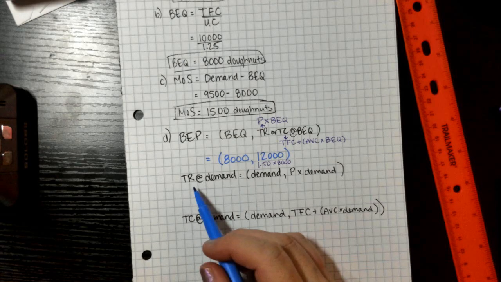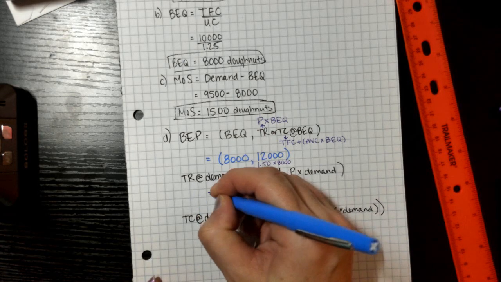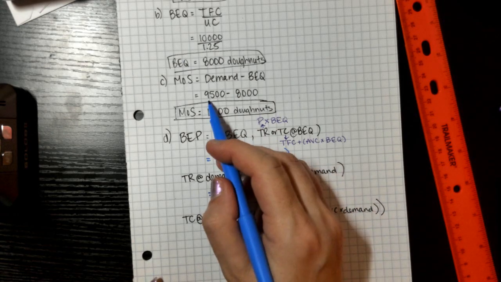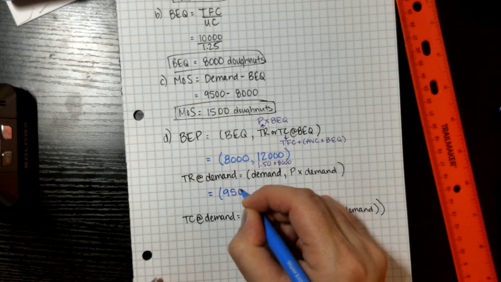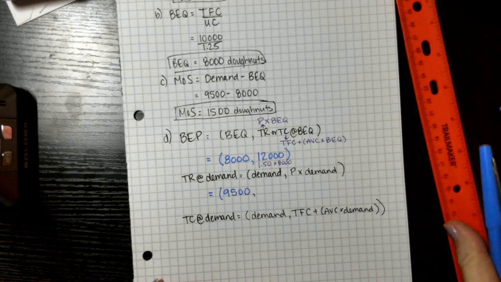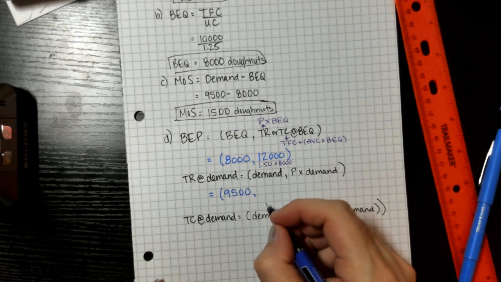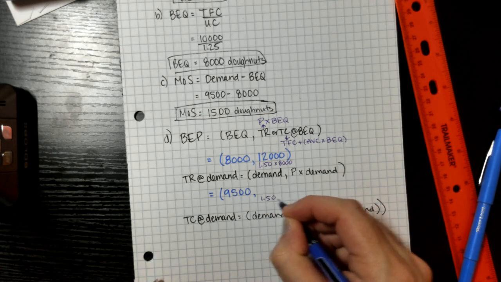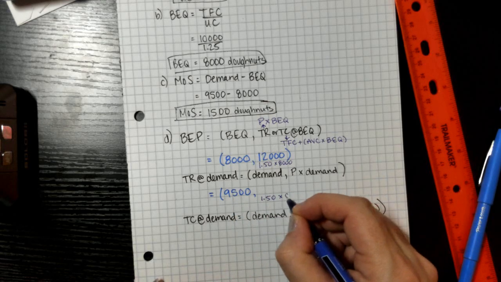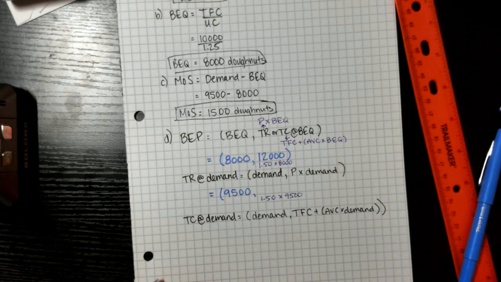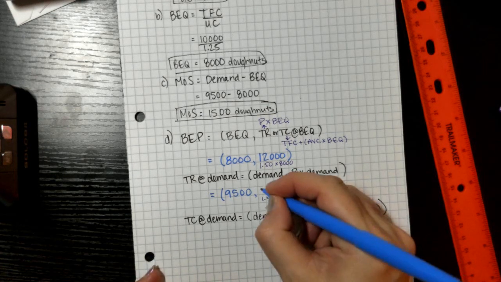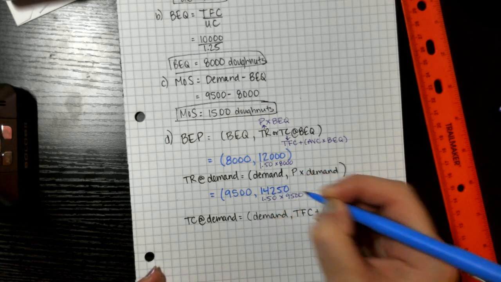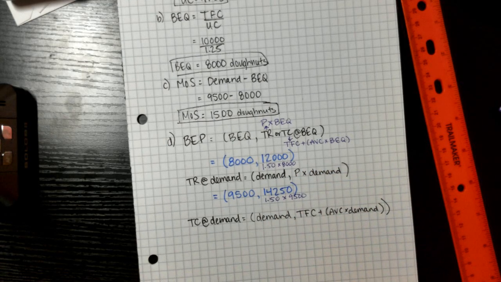Moving right along to our total revenue at demand. In this case study, our demand was given to us as 9,500, so my x-axis value is going to be 9,500. And the y-axis value is just the price, $1.50, times the demand, 9,500. That's going to give us 14,250 for our y-axis value.